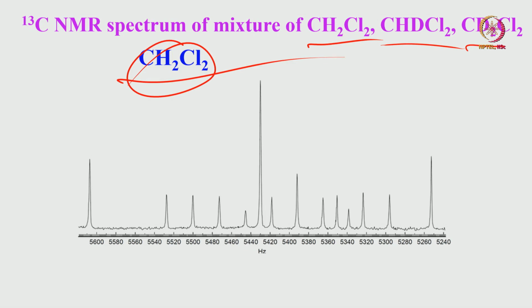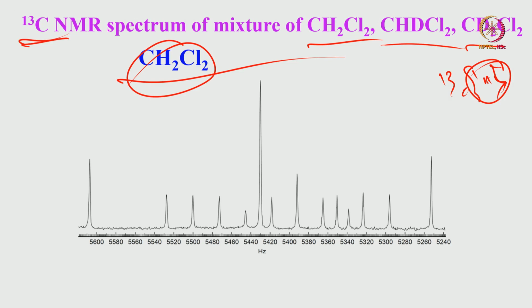When I look at CH2Cl2, how many peaks do we expect? I am not decoupling. It is proton coupled. See here, it is simply written 13C. If it were decoupled, I would have written 1H in flower brackets. That means the proton is decoupled. Here that is not written. It means carbon is coupled to proton.